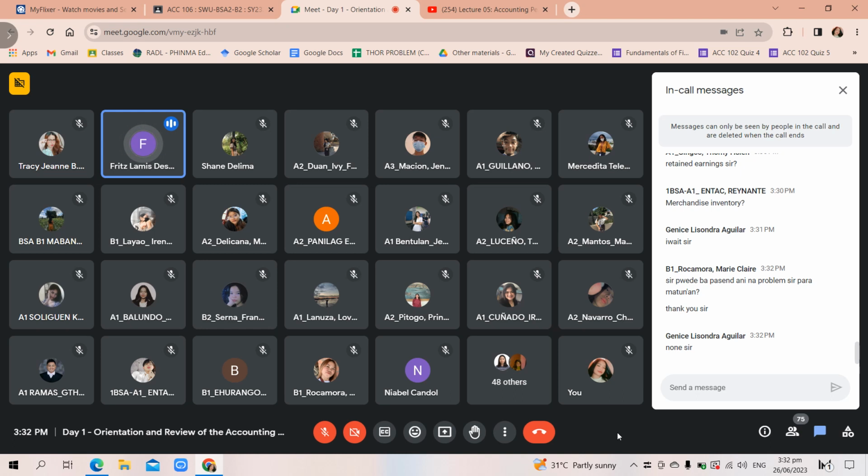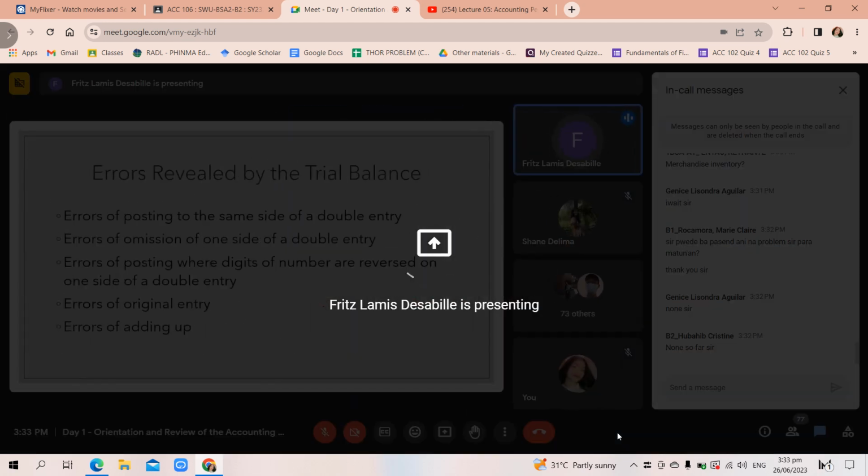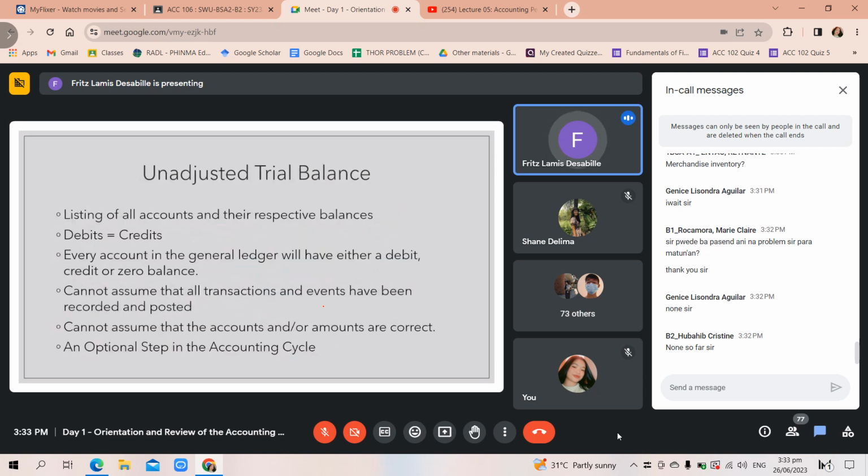Let's go to the slides. We'll wrap up the slides now. We'll do it quickly, and let's go to the problems. Actually, regarding the slides, okay. In the earlier portion, this was the unadjusted trial balance.